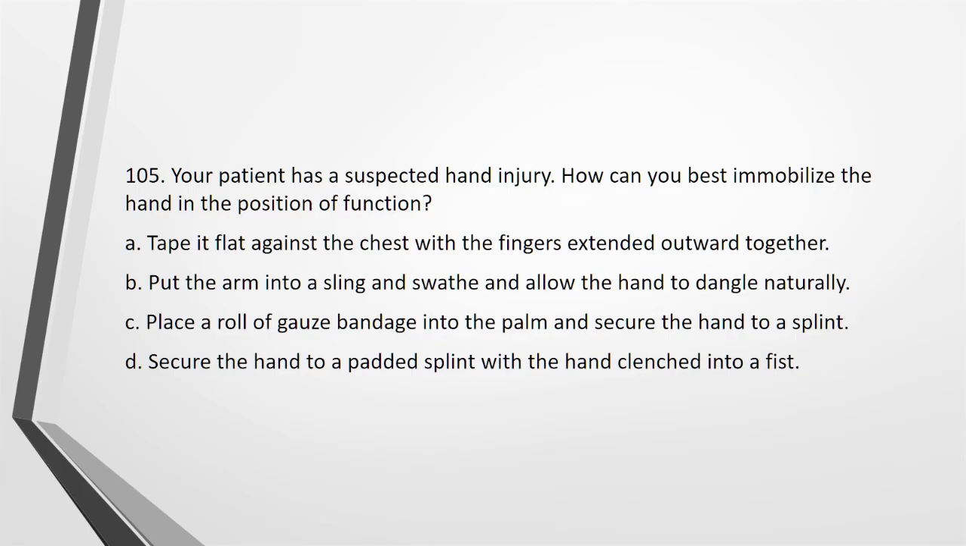105. Your patient has a suspected hand injury. How can you best immobilize the hand in the position of function? A. Tape it flat against the chest with the fingers extended outward together. B. Put the arm into a sling and swathe and allow the hand to dangle naturally. C. Place a roll of gauze bandage into the palm and secure the hand to a splint. D. Secure the hand to a padded splint with the hand clenched into a fist.